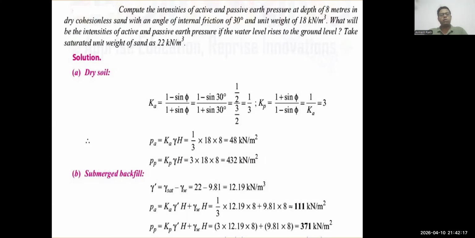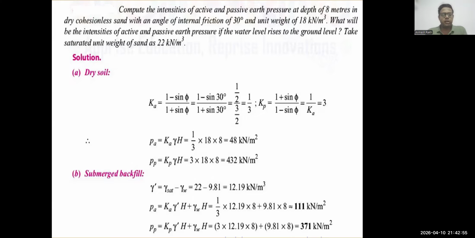For the remaining part, they ask what will be the intensity of active and passive earth pressure if the water table rises to the ground level. If the water reaches the ground level, it means there is a submerged condition. For the submerged backfill condition, we can use the formula gamma dash equals gamma sat minus gamma w. Gamma sat means saturated, which has been given in the numerical as 22 kilonewton per meter cube. So 22 minus gamma w. The unit weight of water in the MKS system is 9.81. So gamma dash equals 12.19 kilonewton per meter cube.